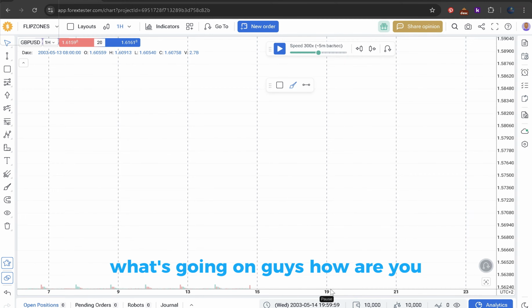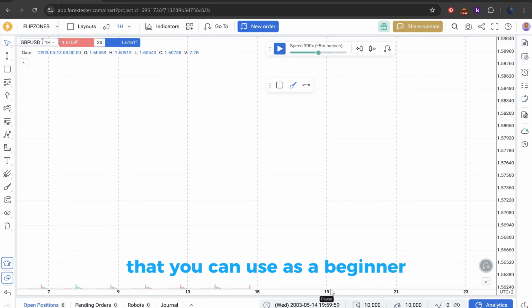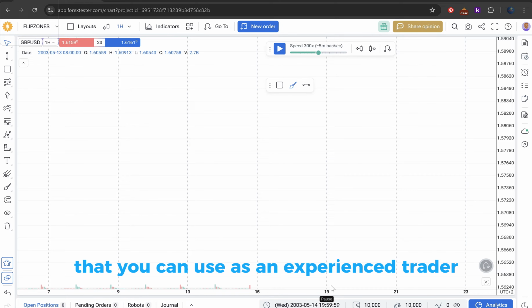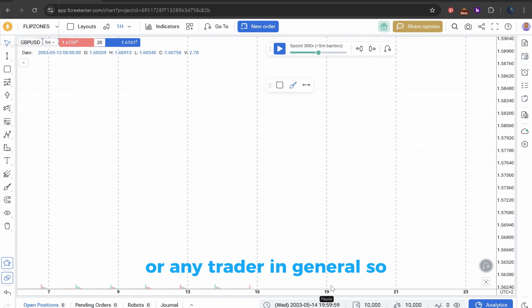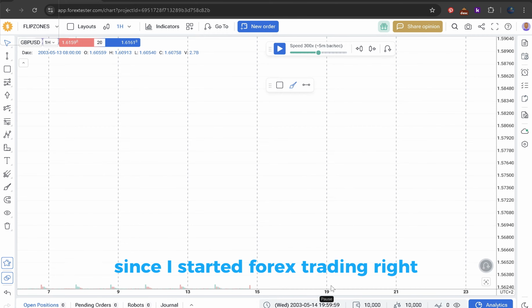I'm back today with this beginner friendly strategy that you can use as a beginner, as an experienced trader, or any trader in general. This is the simplest strategy I have ever seen since I started Forex trading. So, here is how it goes.